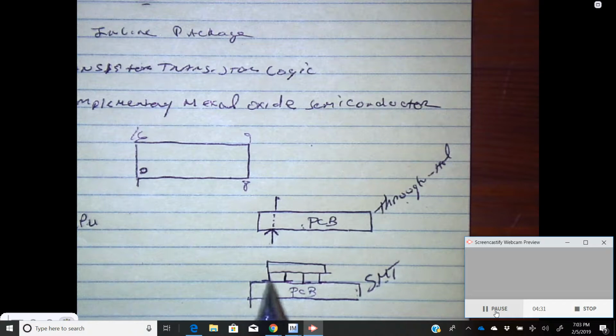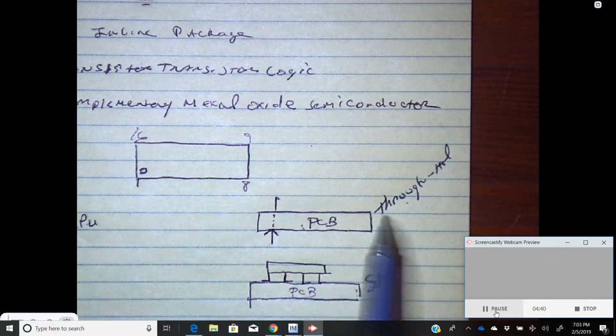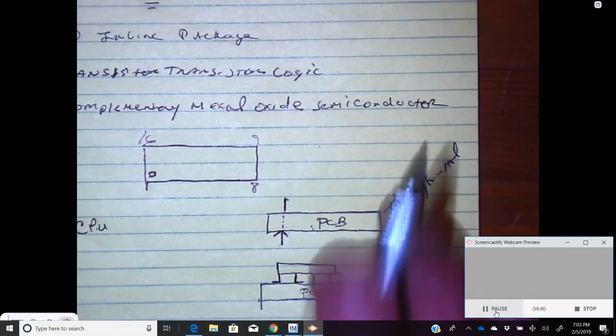And the nice thing about SMT is that we lay these on top here, and then we can solder right there. And you'll learn how to solder these later on. So both are printed circuit boards, one's through hole and one's SMT. Soldering we'll talk about later on, and desoldering. That is an art in itself.